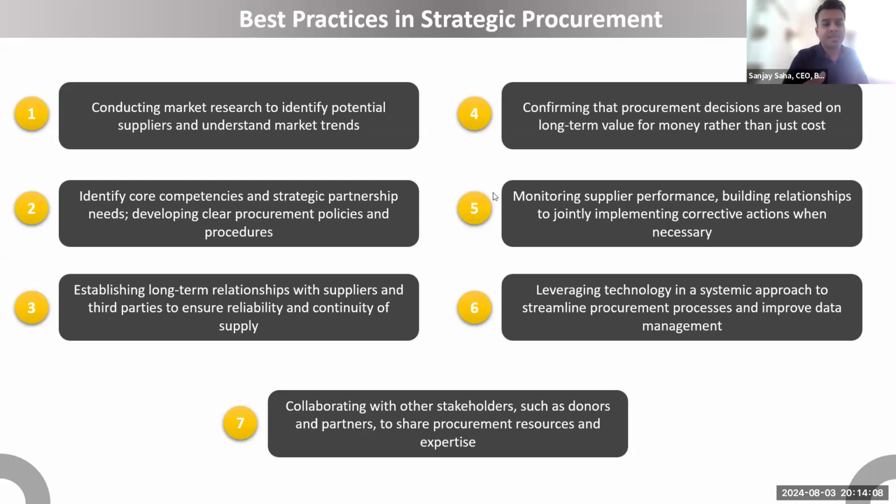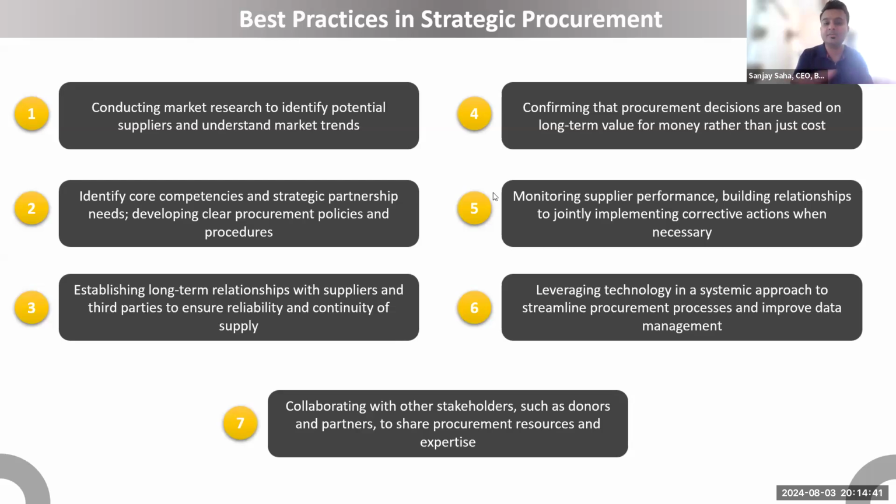Number three, establishing long-term relationships with suppliers and third parties. Now that's a best practice, but that's also a strategic option. You may say, okay, I don't want to establish a long-term relationship, I will only establish a one-year relationship. That's it. But that is not the best practice. The best practice is to establish a long-term relationship. Number four, confirming that procurement decisions are based on long-term value for money rather than only cost. So that's the best practice.